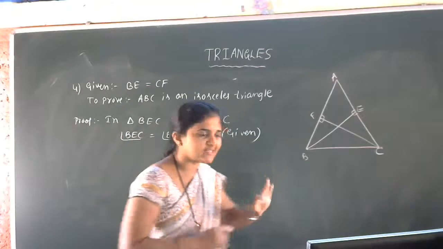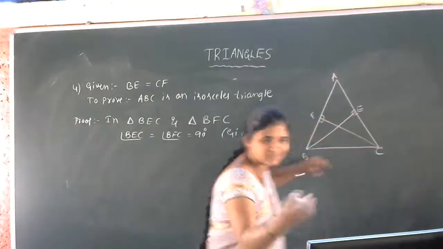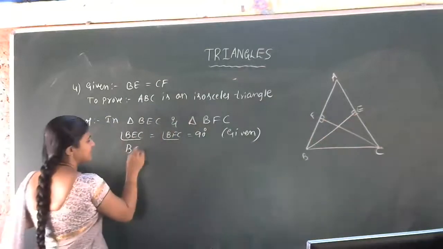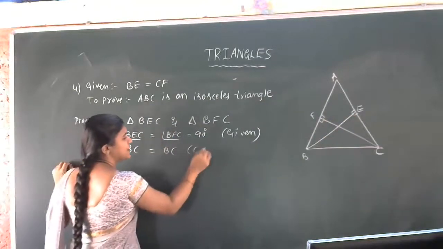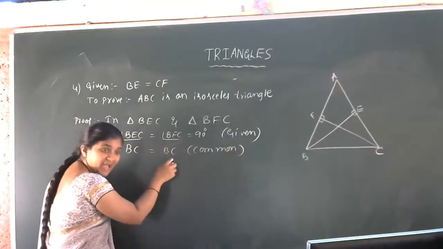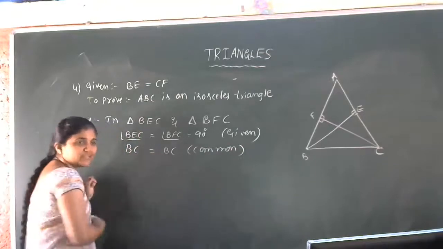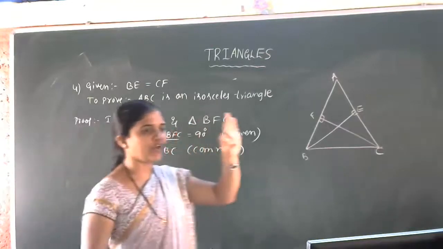Hypotenuse. The hypotenuse is the side opposite the right angle. The opposite side is BC. Yes, of course. BC is equal to BC, common side. This is the hypotenuse, because side BC is opposite to the 90 degree angle. Now the right angle is over and the hypotenuse is over.